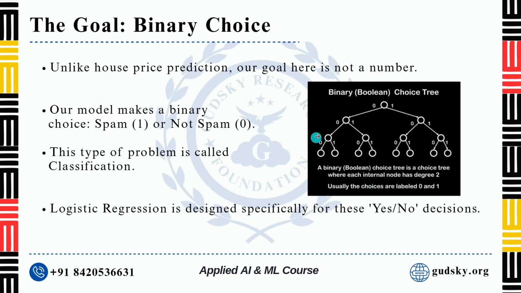This is how logistic regression works. You can see here there are choices. This is the first data or the element. There are the choices 0 or 1, yes or no, like this.